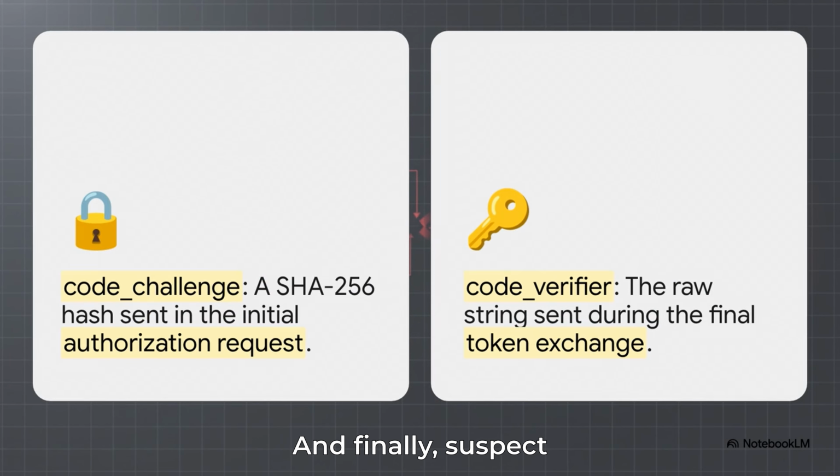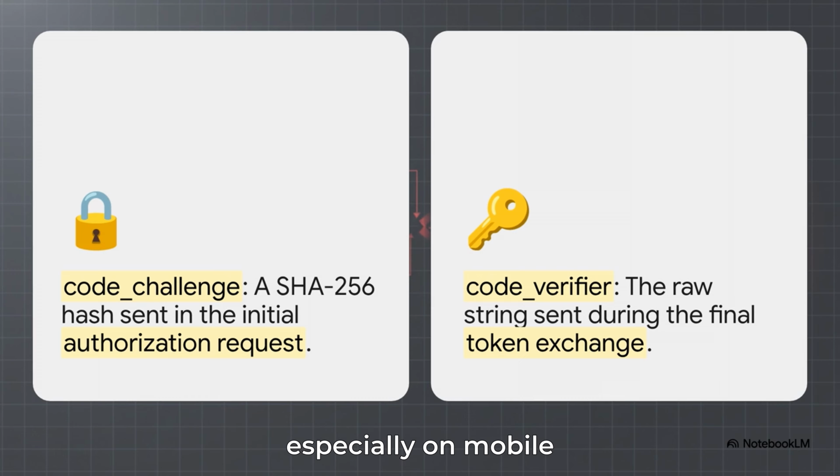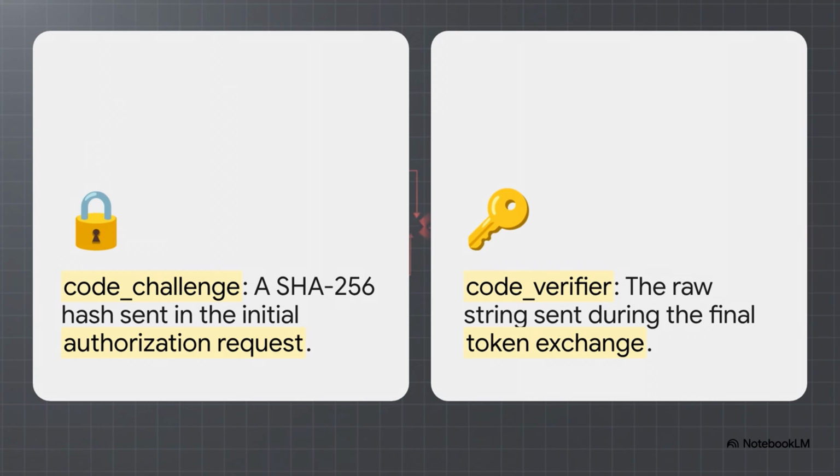And finally, suspect 5 involves PKCE, which is actually pronounced Pixie, believe it or not. It's an OAuth extension used to stop interception attacks, especially on mobile or single-page apps. It works like this. The app sends a hashed code challenge right in step 1. Then, in the final token exchange, it has to send the raw, unhashed code verifier. If the server hashes that verifier and it doesn't perfectly match the original challenge, bam, you get an invalid_grant error. It essentially means the app lost the verifier, or someone's actively trying to hijack the flow.